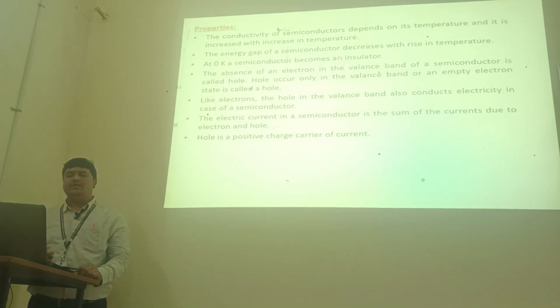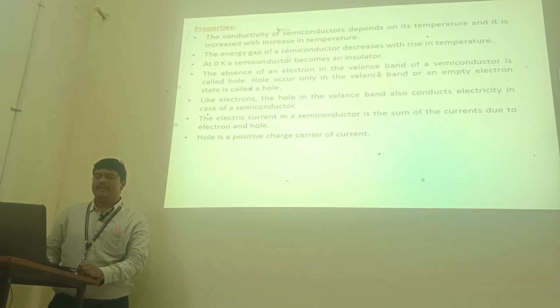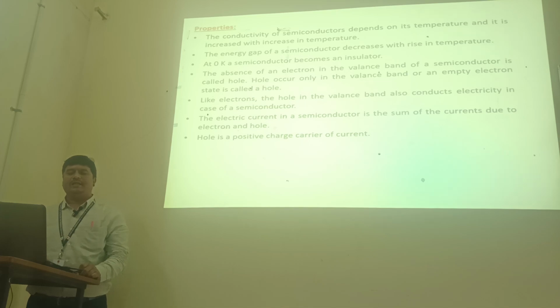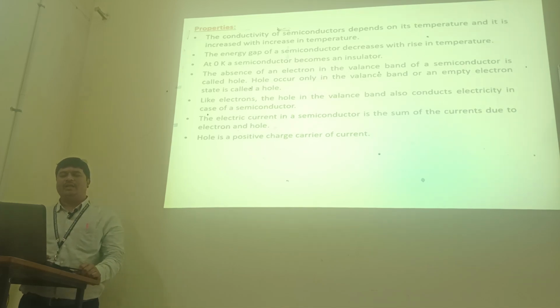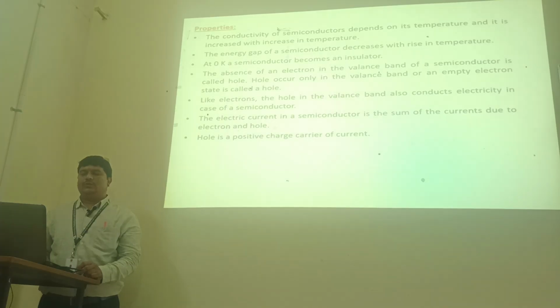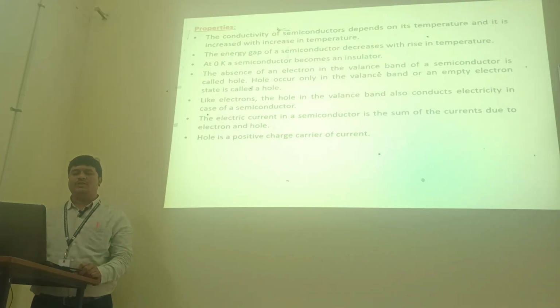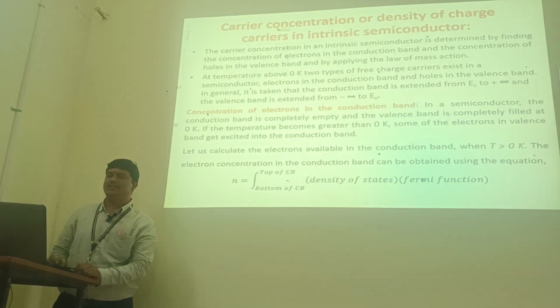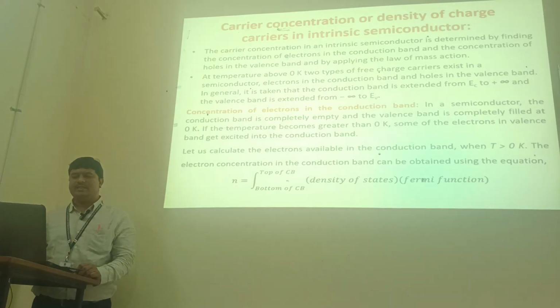Like electrons, the holes in the valence band also conduct electricity in a semiconductor material. The electric current in a semiconductor material is the sum of the currents due to electrons and holes. A hole is a positive charge carrier of current. Next, carrier concentration, or density of charge carriers, in an intrinsic semiconductor.